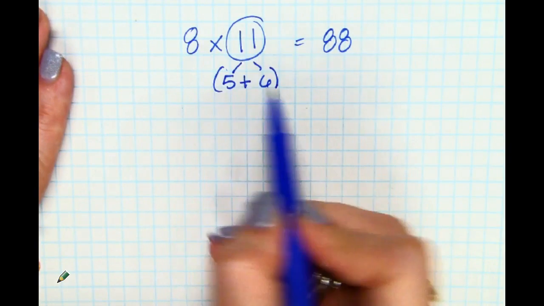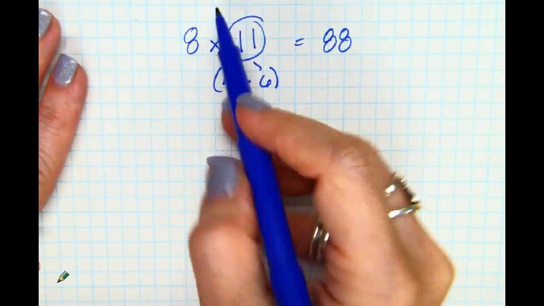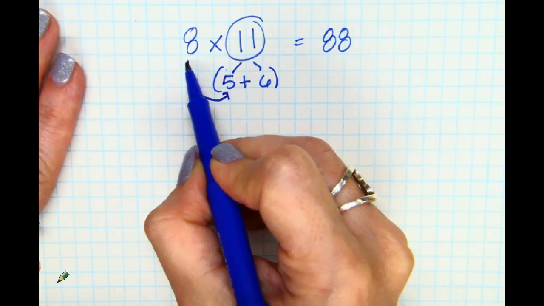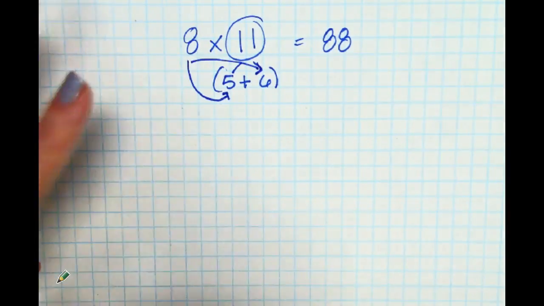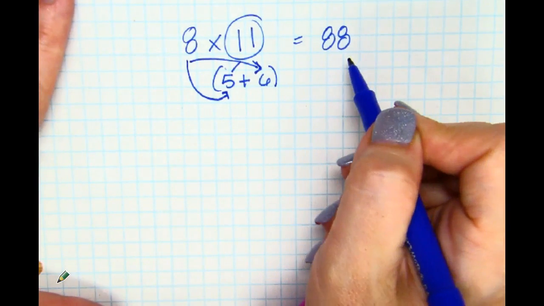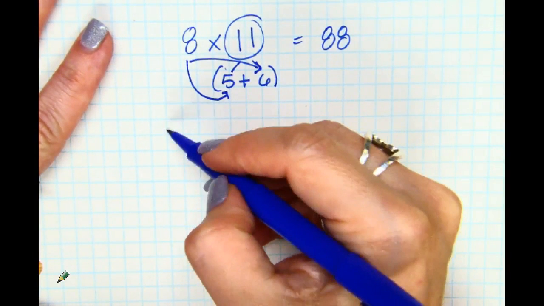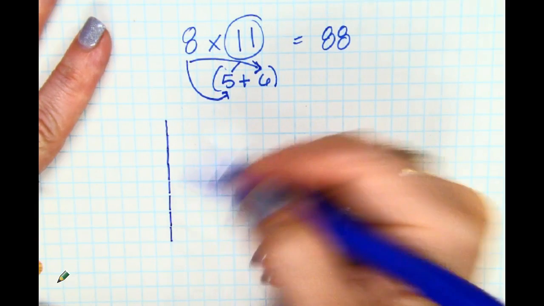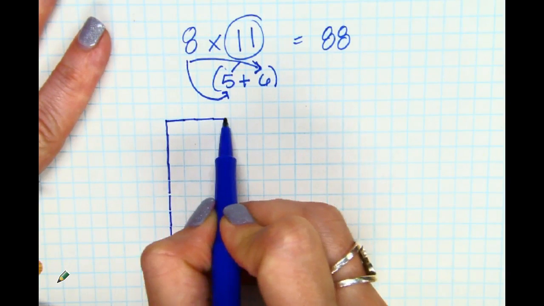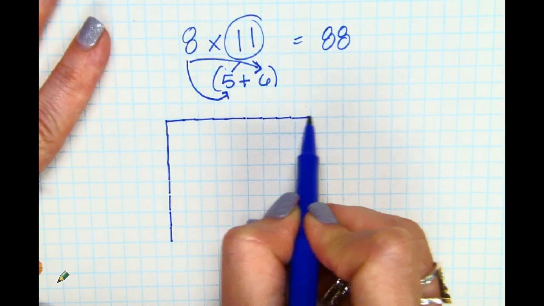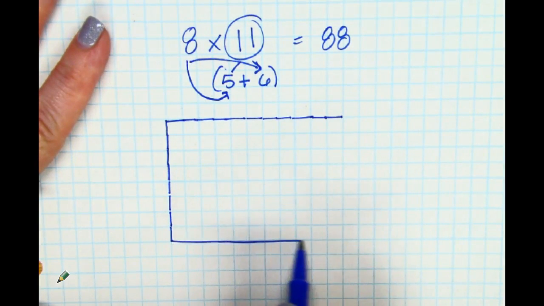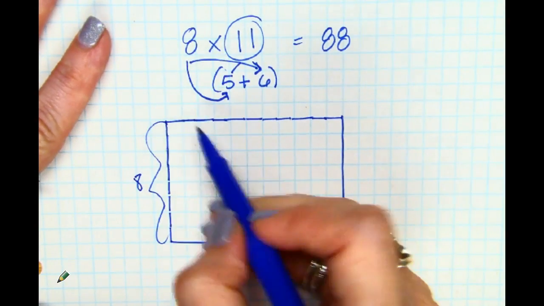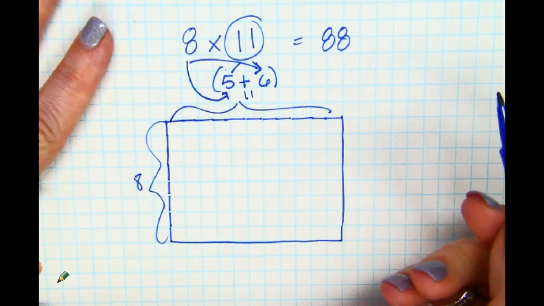We know that 8 times 11 is 88, but we're saying that we can break 11 into two addends and multiply each of those addends by the other factor, put them back together, and get the same answer, which is 88. Okay, I'll show you with the model. We have 1, 2, 3, 4, 5, 6, 7, 8. 1, 2, 3, 4, 5, 6, 7, 8, 9, 10, 11. Let's close in our rectangle. So this side is 8. This side is 11. Well, I can break that apart.